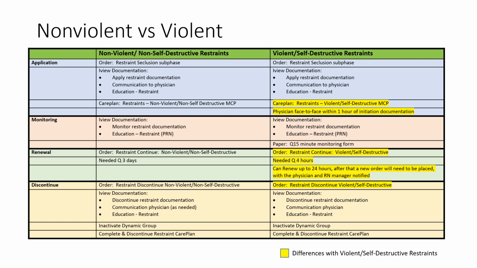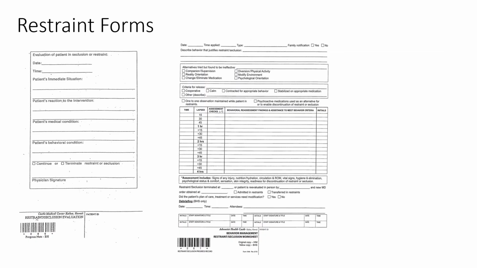We need Q15-minute monitoring, which is done on a paper document. And restraint orders need to be renewed Q4 hours and can only be renewed up to 24 hours. After that, we will need a new order. There are 2 paper forms that are used for violent self-destructive restraints. The first one is the restraint seclusion evaluation form, which has the elements needed for the physician face-to-face documentation.